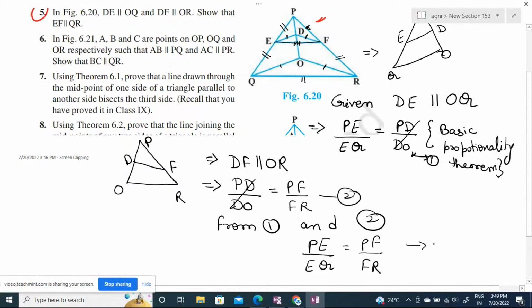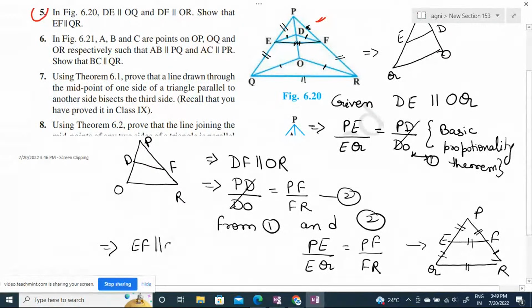Okay, if we make the triangle like this, it becomes like this. P, E, F, Q, R. Now if we join them, it becomes PE, EQ, PF, FR. So here EF is parallel to QR. And this is what is asked in the question. Now hence proved. Finish. So after this line, you have to write this.